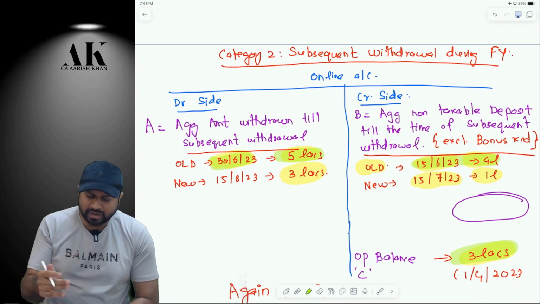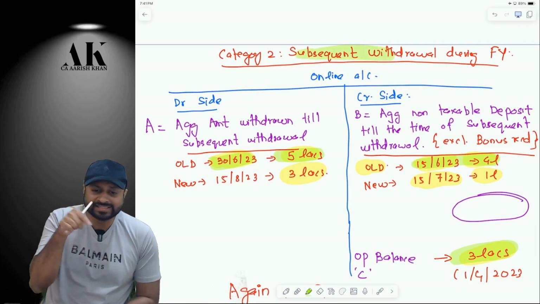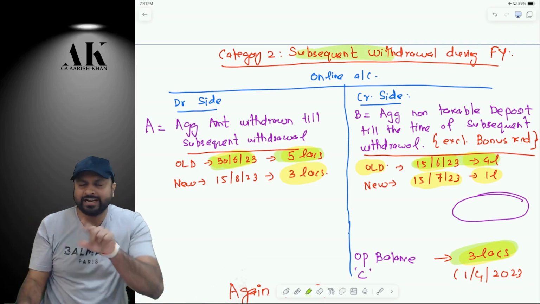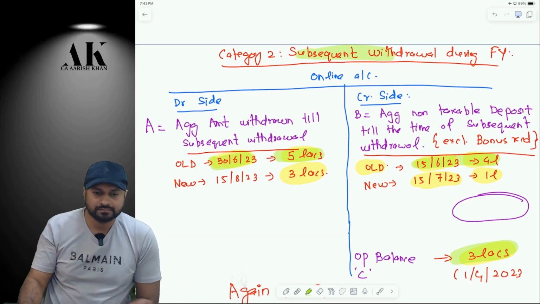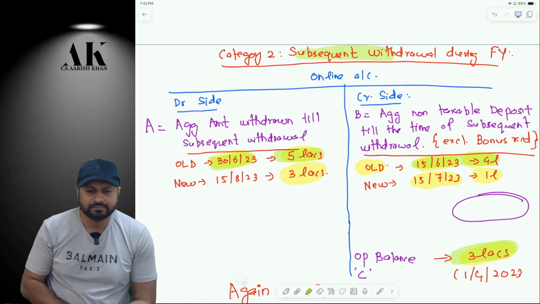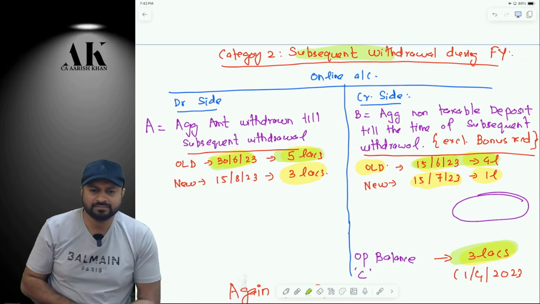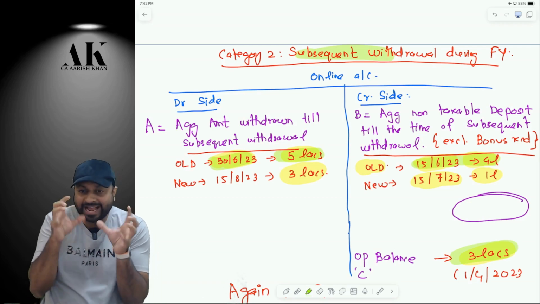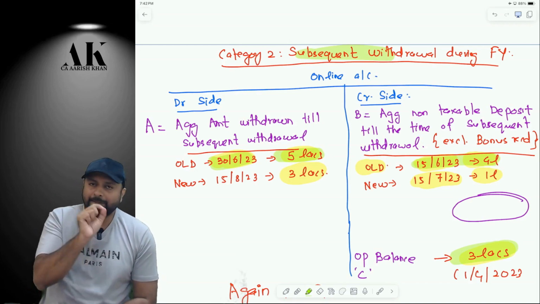Now, what is the formula for subsequent withdrawal? A minus B plus C plus E. Now, what is that E that I'm explaining? First of all, what is A? What will I take in A now? Amount of withdrawal. How much will I take? 8 lakh. Aggregate amount withdrawn, 8 lakh rupees. Are you clear? In A, I will take aggregate withdrawal. Everywhere aggregate is used. Aggregate 8 lakhs. Minus, what will be B?